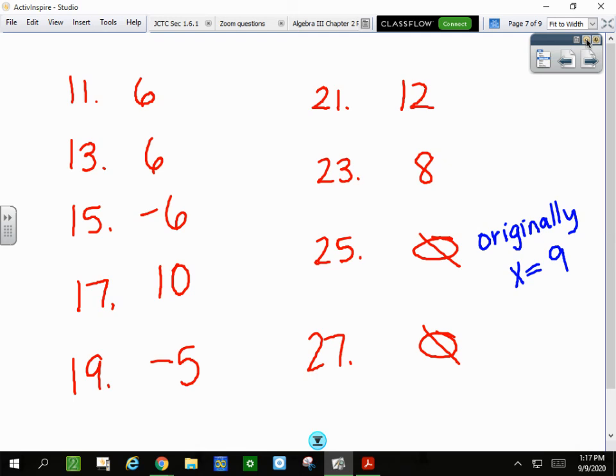Here are the solutions. The no solutions are coming from whatever solutions were originally there ending up being extraneous. So apparently on 25, 9 was the only solution initially found, and it was extraneous. 27 maybe had 1 or 2 solutions. Whatever you have, once you test them, you realize they're extraneous. So that's why we have 25 and 27 being no solution.